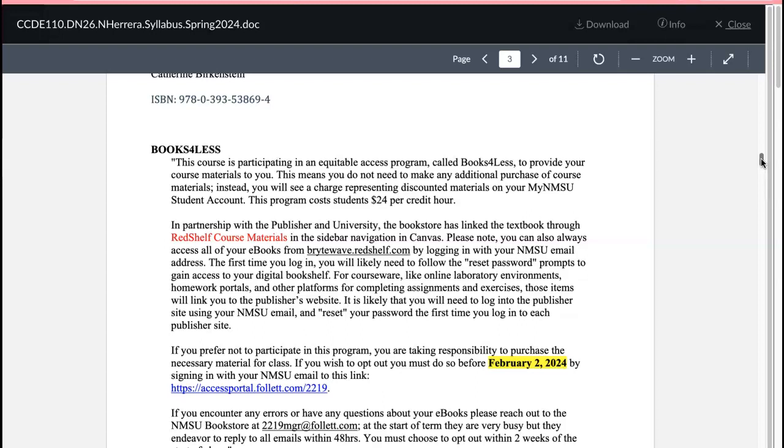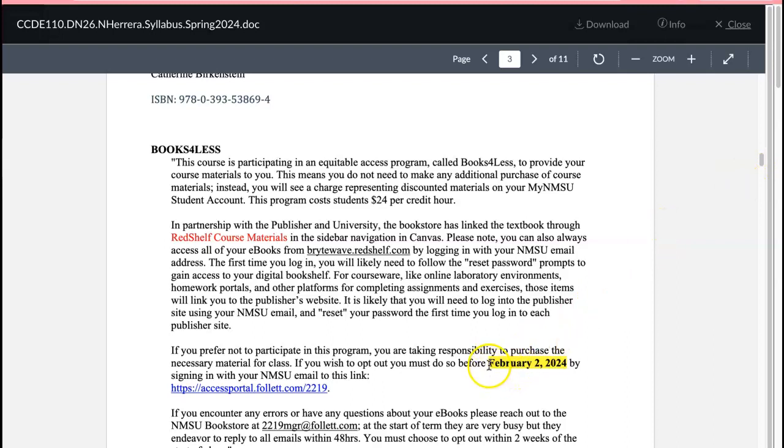Because let's say your books are $500 altogether, but $24 times the number of credits you're taking could come out to $300. So in that case, it's better to be part of the program because you would be paying about $200 less. However, if you only need this one book for this class and the rest of your classes don't require books, then it's probably a better idea to not be part of the program.